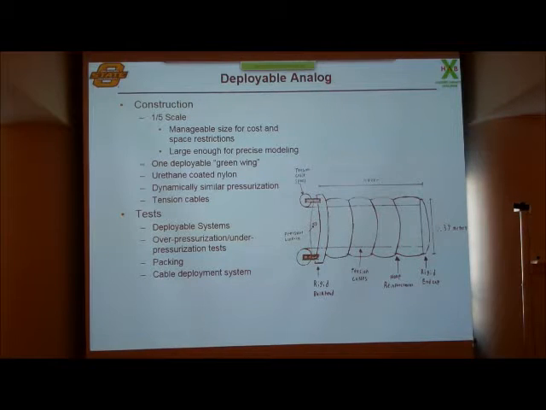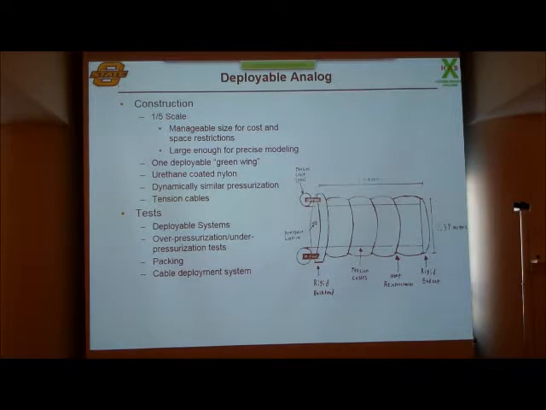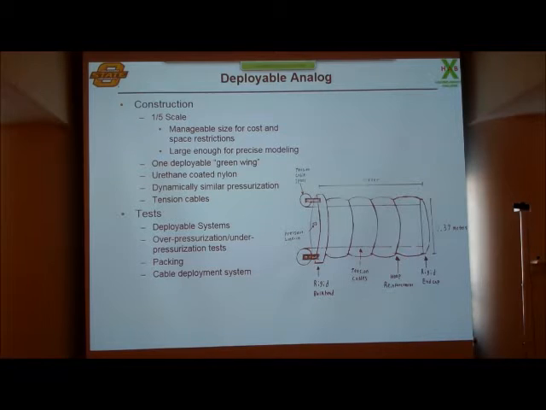So we'll be building both a full-scale, non-deployable analog and also a 1/5 scale analog to test all the aspects of deployment. So here's the 1/5 scale model depicted in the image here. We decided on 1/5 scale because it is a manageable size in regards to both cost and space restrictions, while still being large enough for precise modeling of the deployment system.